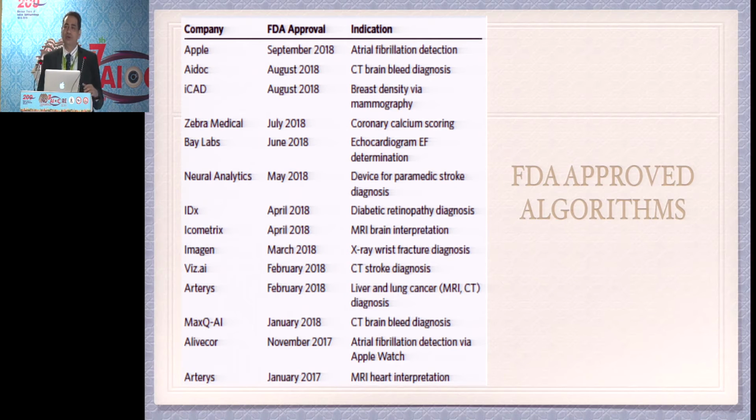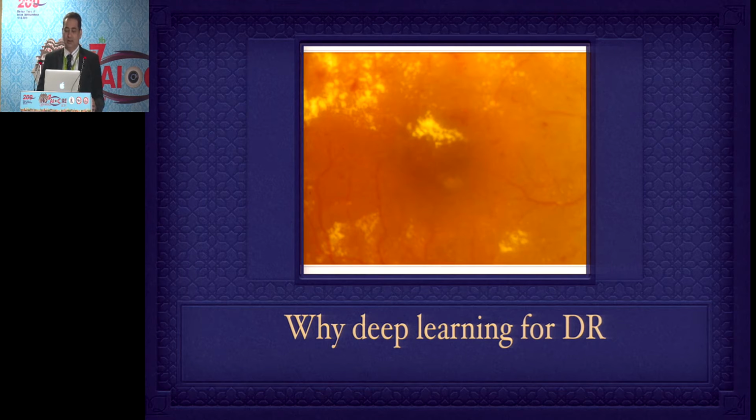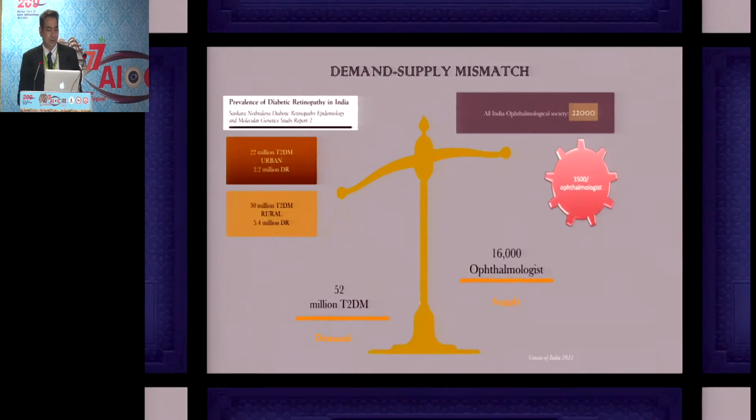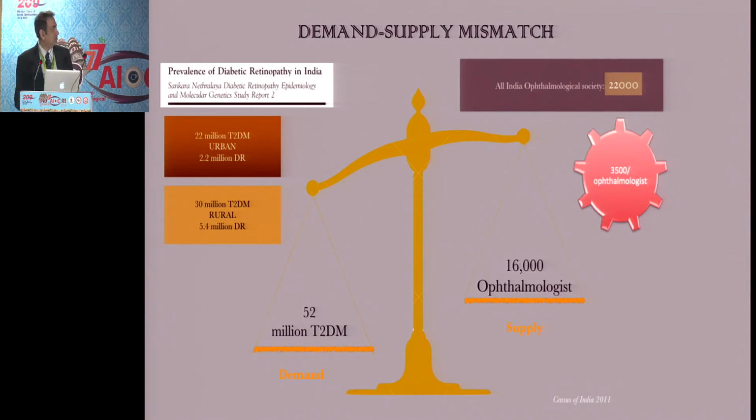So it's not only in ophthalmology, it's in cardiovascular, in brain, CT scan, pathology, this technique has been used. So why deep learning for diabetic retinopathy? And we heard this morning there is a big demand supply mismatch.